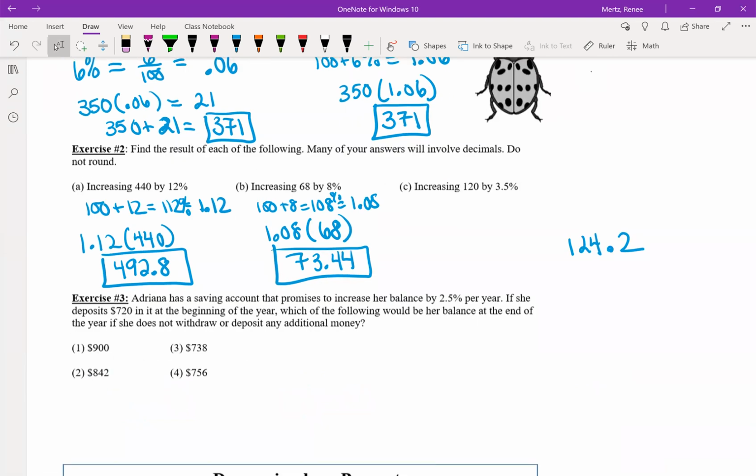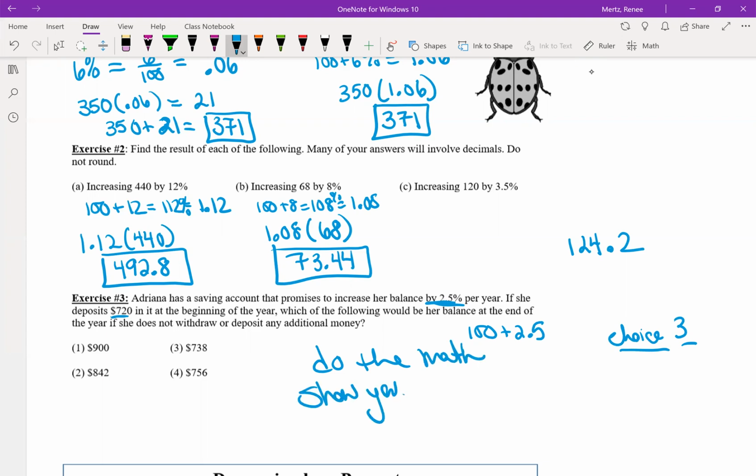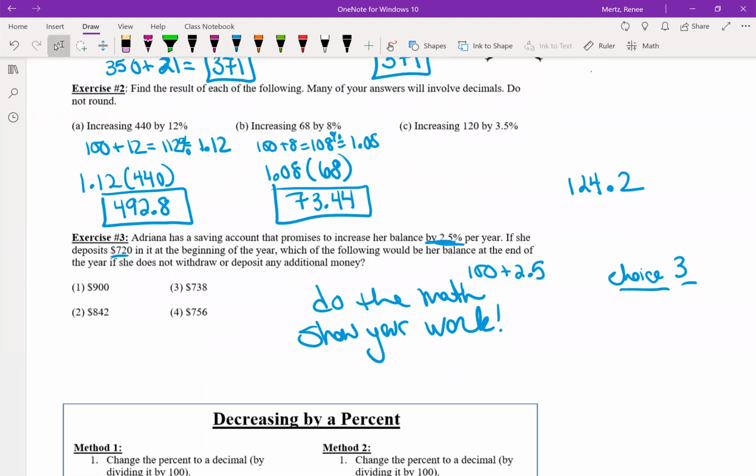Exercise 3. She's saving money, so she's increasing by 2.5% per year. She starts with 720. So we want to figure out how much she'll have at the end of that cycle. So we're going to take 100 plus 2.5, change it to a decimal, multiply it by 720, and hopefully you get choice 3. So do the math. It should be written here. Show your work. I like to see who writes this down. You don't have to write it, obviously, if you're listening to me.